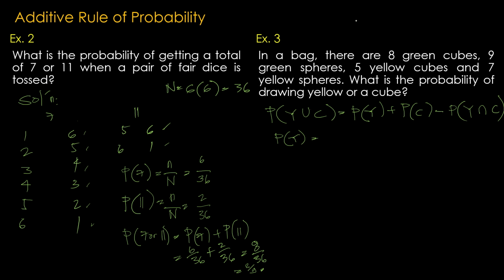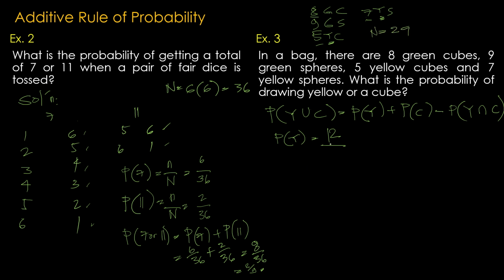So, what are our values? We have 8 green cubes, 9 green spheres, 5 yellow cubes, and 7 yellow spheres. So, what's the probability of getting a yellow? You can have this one and this one. So, that would be 7 plus 5. That would be 12, right? 12 over the total number of items in the bag. It would be 7 plus 8 plus 9 plus 5. That would be, our big N is 29.